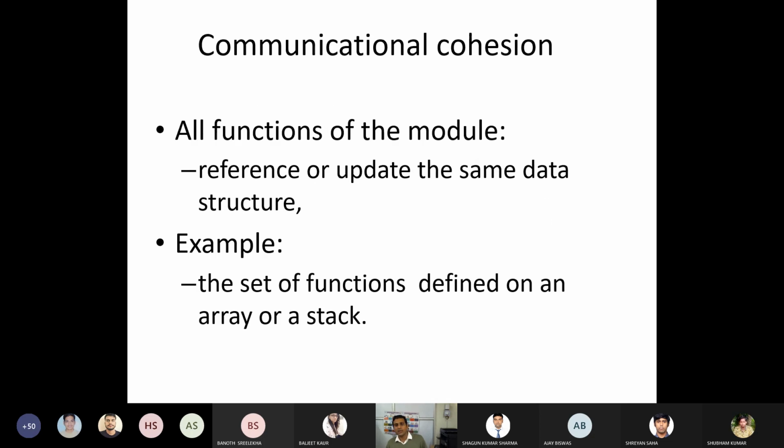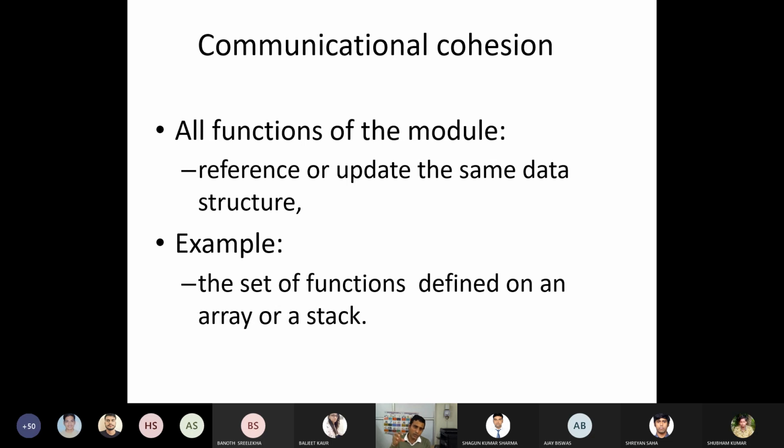So communicational cohesion, the other one is communicational. So here all functions of the module use the same data structure. When can you say a particular module has communicational cohesion? When all of the functions operate on the same data structure. These functions are communicating through a data structure. They are all communicating with each other through a particular data structure. That is what it actually means.